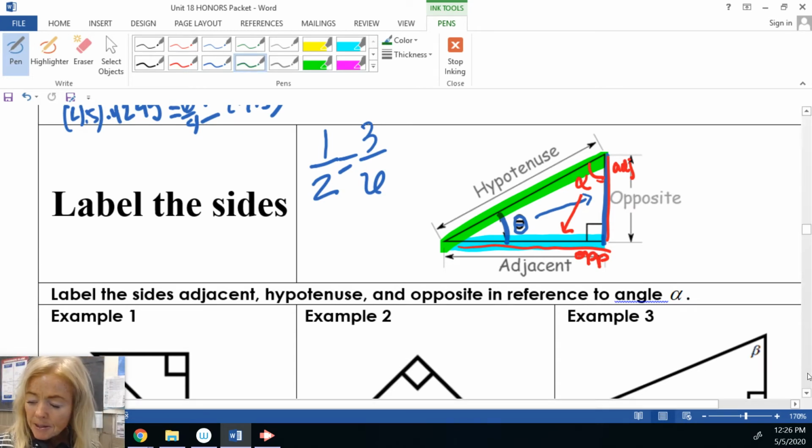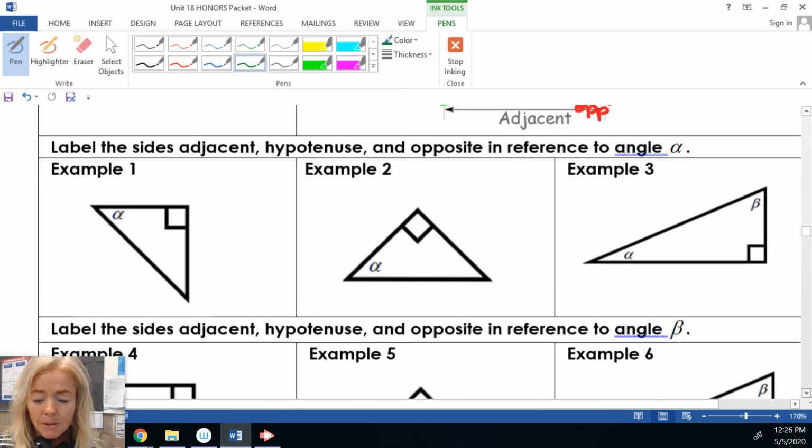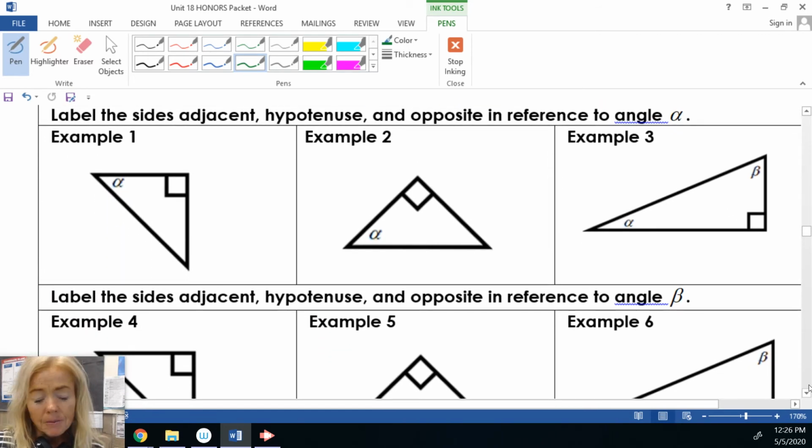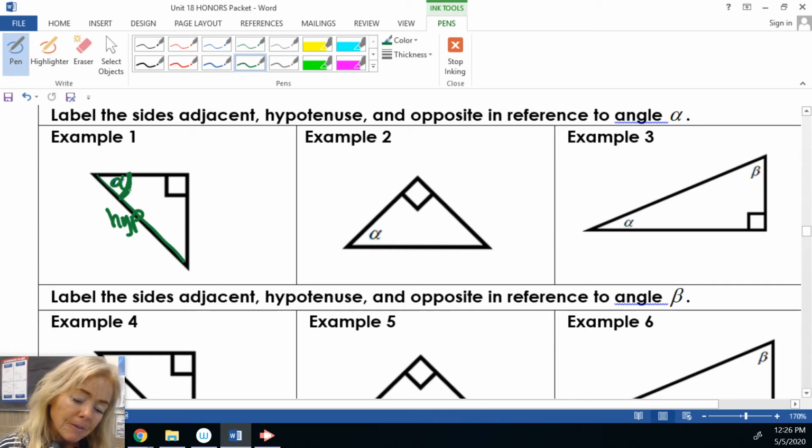So if we are labeling sides, then adjacent, hypotenuse, and opposite are the three sides. We only have to label three, and we have very specific measurements to give. Now, that's alpha. We're looking at alpha for these three, and this little alpha looks like that. Alpha. So I like to label the hypotenuse first because that one's always the hypotenuse. Then I go from the angle and I look directly opposite to get my opposite side. And then whatever side runs right into that angle is the adjacent side.